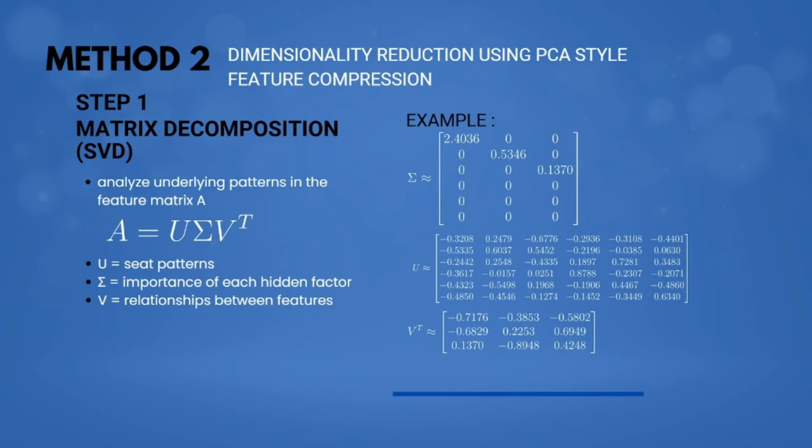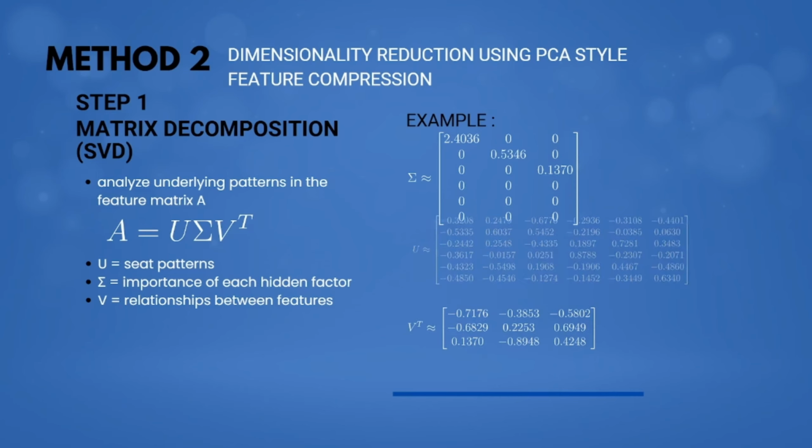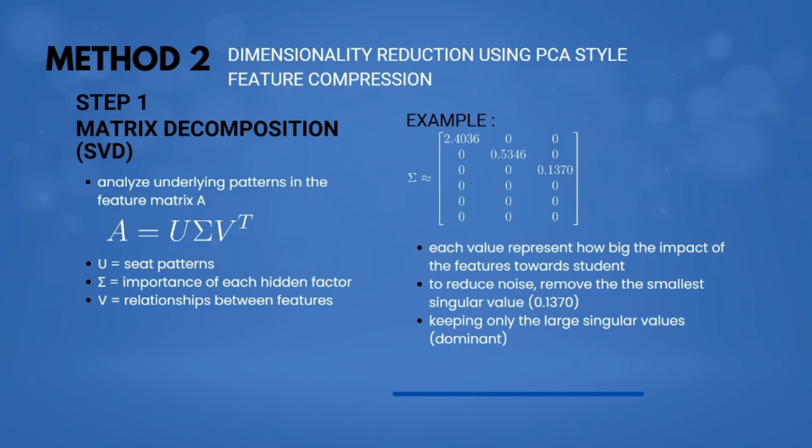And then, continuing the example here, we analyze the singular values in sigma. Larger singular values correspond to dominant factors influencing seat comfort, while smaller values represent weaker or less important effects. And then we continue again. We remove the smallest singular value from the example. Now these steps reduce noise in the data and keep only the most significant feature combinations that impact seat quality.